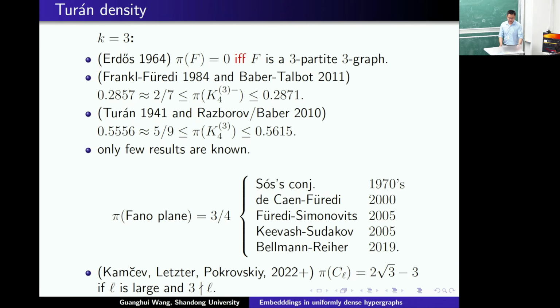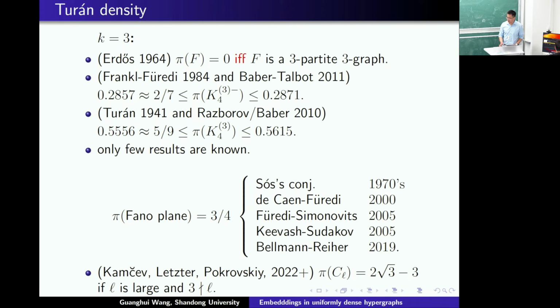And for the Turan density of a hypergraph, I mean when k is at least 3, it's very difficult to determine the Turan density. So Erdos' theorem states that the Turan density is 0 if and only if F is a k-partite k-graph.